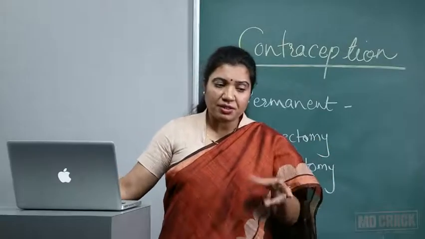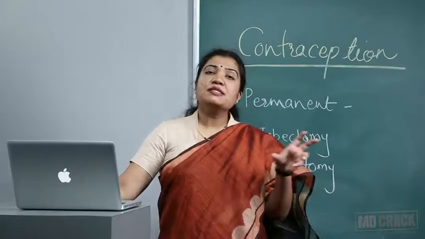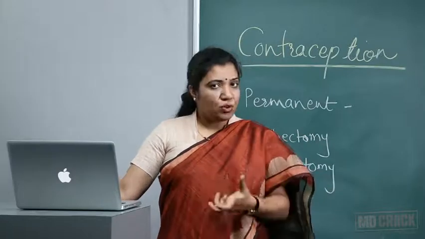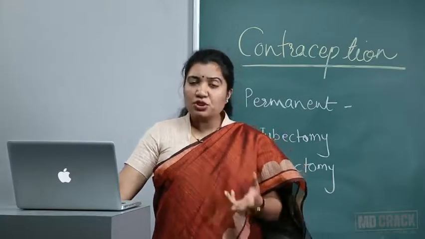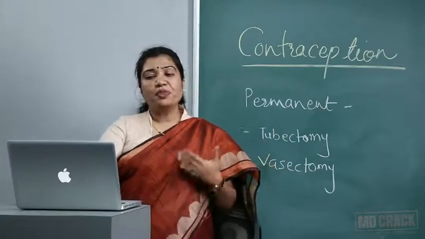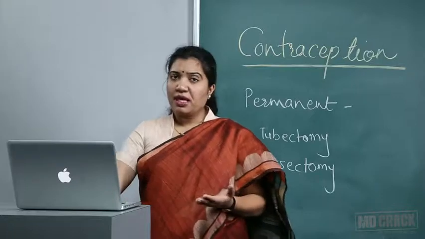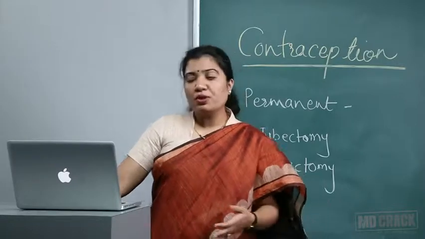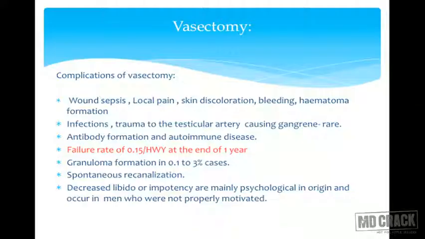Vasectomy has many advantages over tubectomy. Tubectomy needs anesthesia, OT. Vasectomy is a local procedure, a much simpler technique, with less post-operative morbidity, and immediately the patient can resume his own daily routine duties. What are the complications? Local pain can be there, skin discoloration, bleeding or hematoma formation, infections can be seen. The failure rate is almost around 0.15 per 100 women years at the end of 1 year.